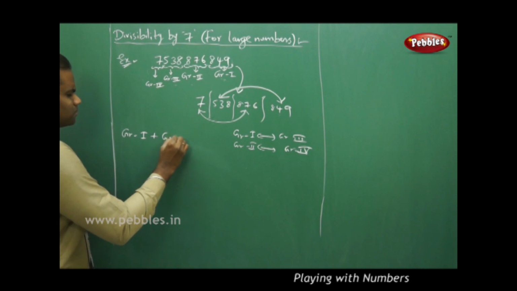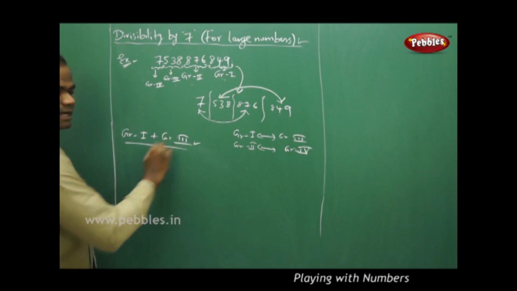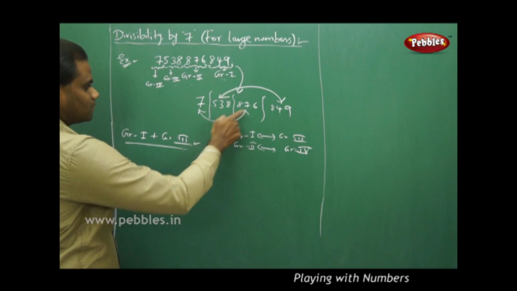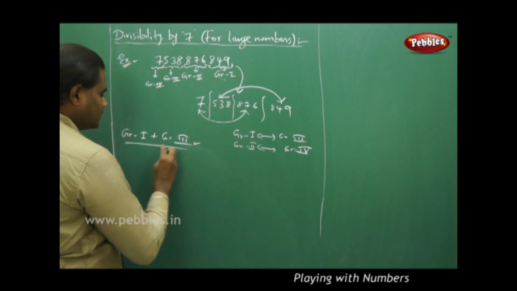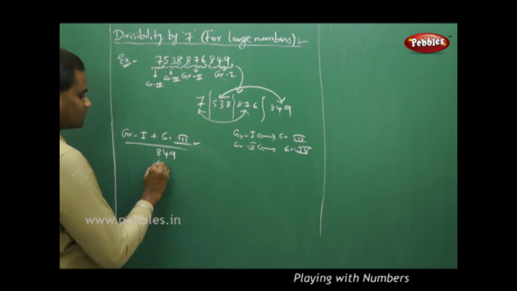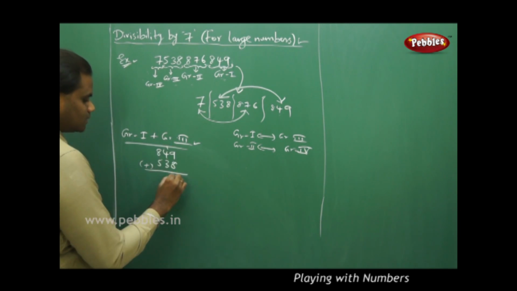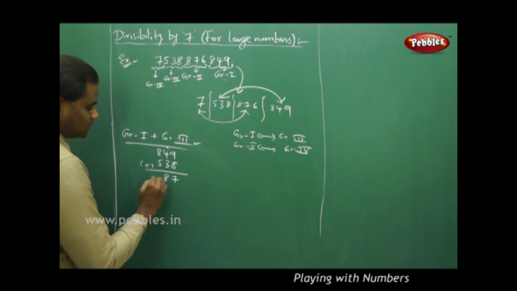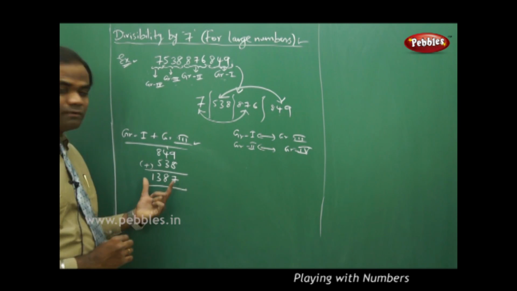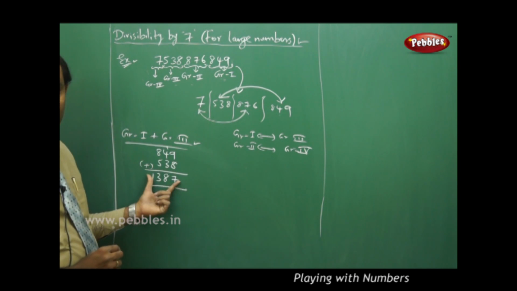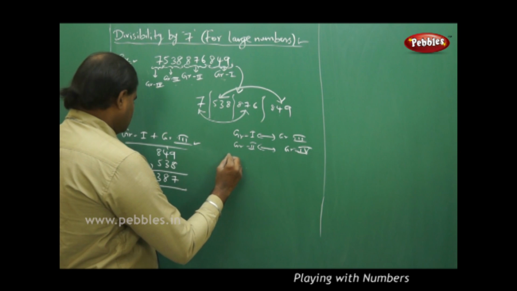Group 1 and group 3. Then let's see what I get in case of adding group 1 and group 3. So when I add group 1 with group 3, my group 1 is with value 849, and when I add group 3, which is 538, to it, on addition it gives me 1387. So this is the value I obtain when I add the value as obtained in group 1 with group 3.